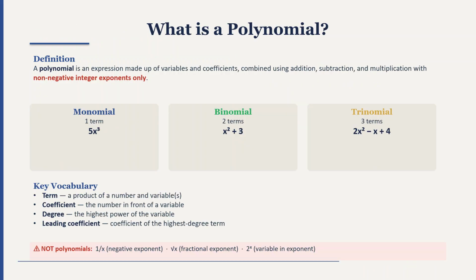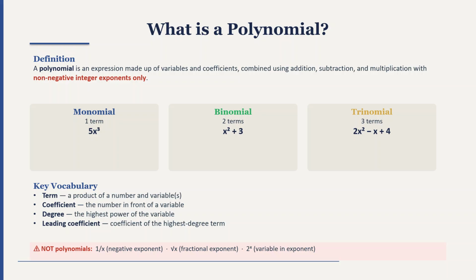Let's dig deeper into what a polynomial actually is. A polynomial is an expression built from variables and constants using only addition, subtraction, multiplication, and whole number exponents. No division by a variable, no negative exponents, no square roots of variables.